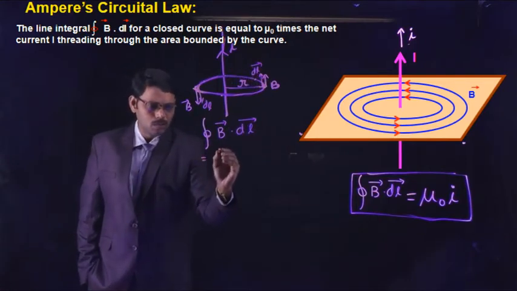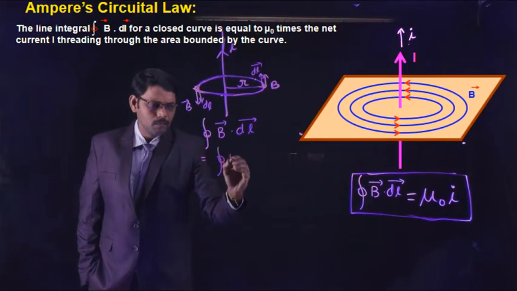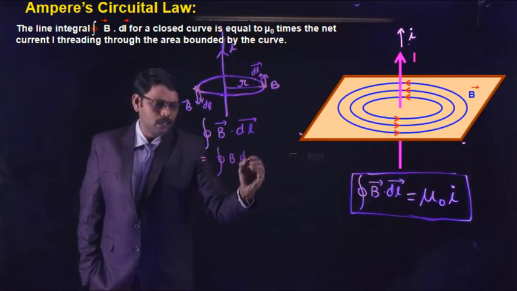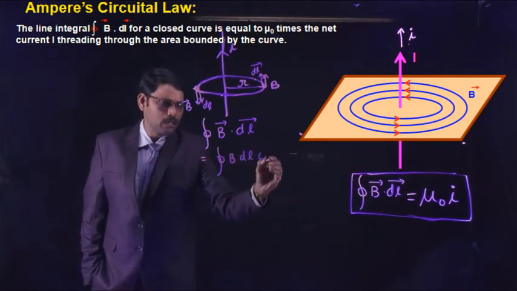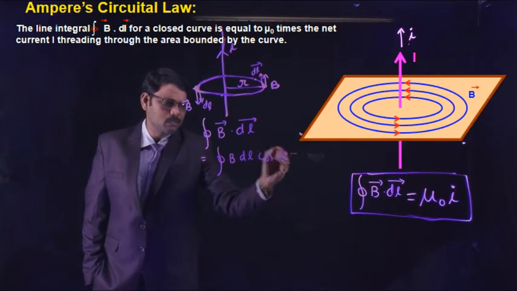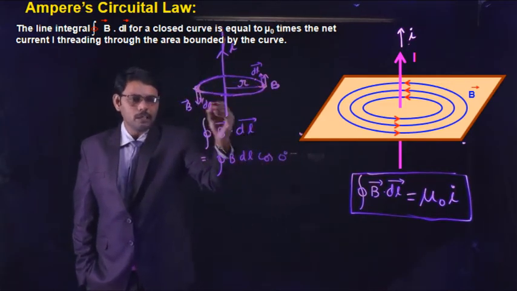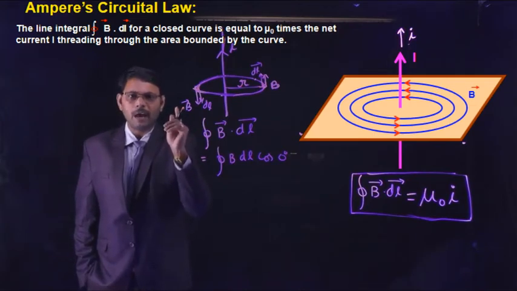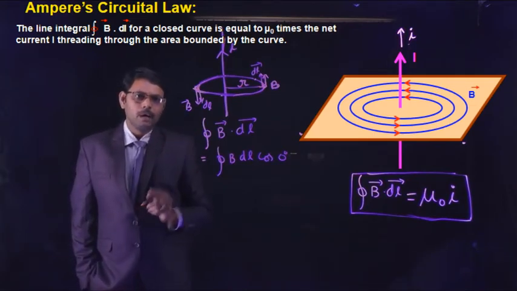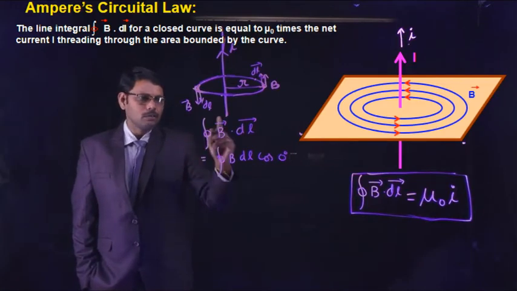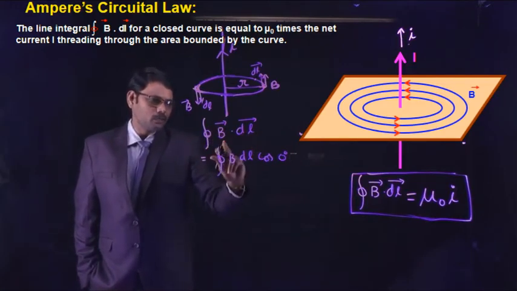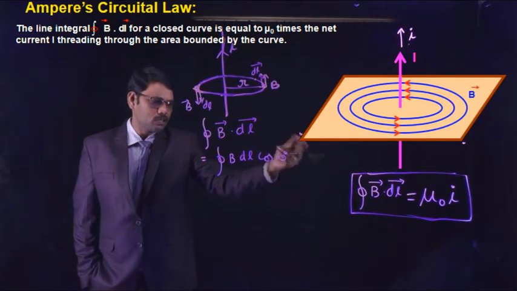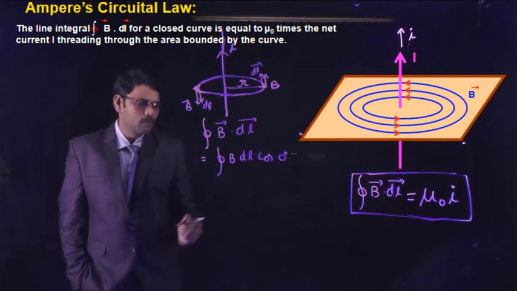So, this is equal to the closed integral B dl, since B bar dot dl bar means B dl cos theta. Theta is 0 degrees because for each and every point on the loop, the magnetic field and the length of the element are parallel to each other, in the same direction. So, expanding the dot product formula, B dl cos theta, theta is 0, B dl cos 0.